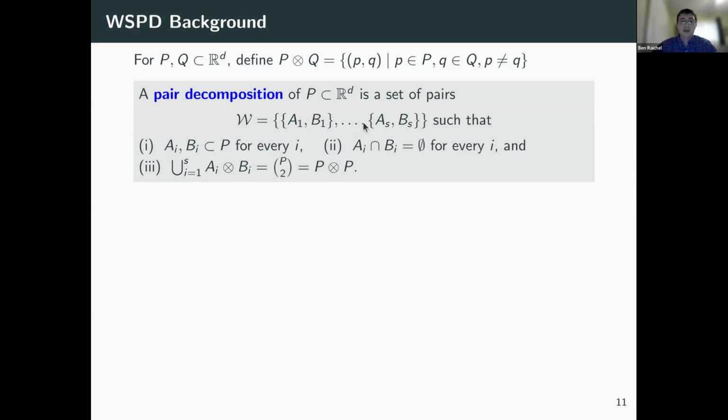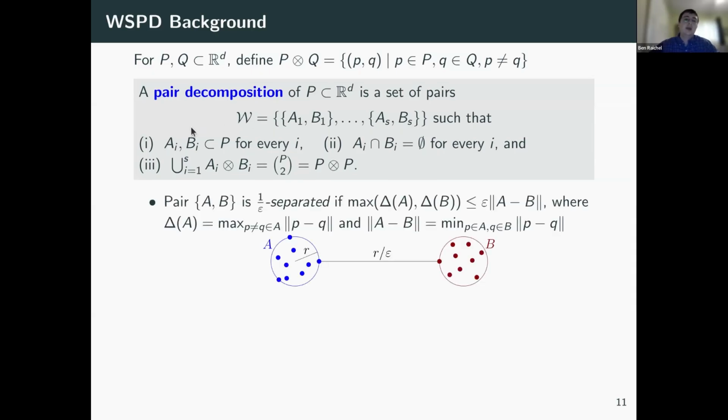So I have A_i, B_i for various values of i, where I have the conditions that A_i and B_i come from P, A_i and B_i are disjoint, and this third condition, which is important, that A_i cross B_i unioned over all i is P cross P, which just says that every pair from the point set is realized in one of these pairs of sets. So every pair appears in one of those pairs.